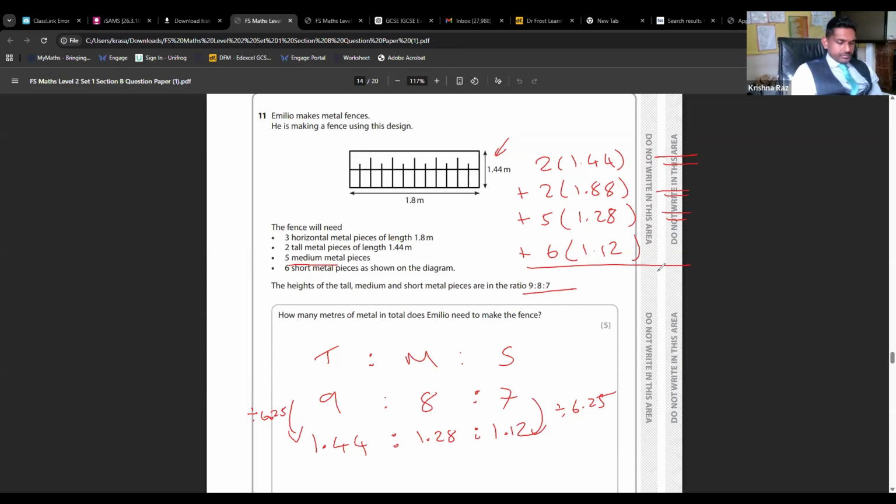So we have, that gives us 19.76 meters. So how many meters of metal in total does Emilio need to make the fence? 19.76 meters. Doesn't ask us to the nearest meter. Yes, so he'll probably buy 20 meters of fence.